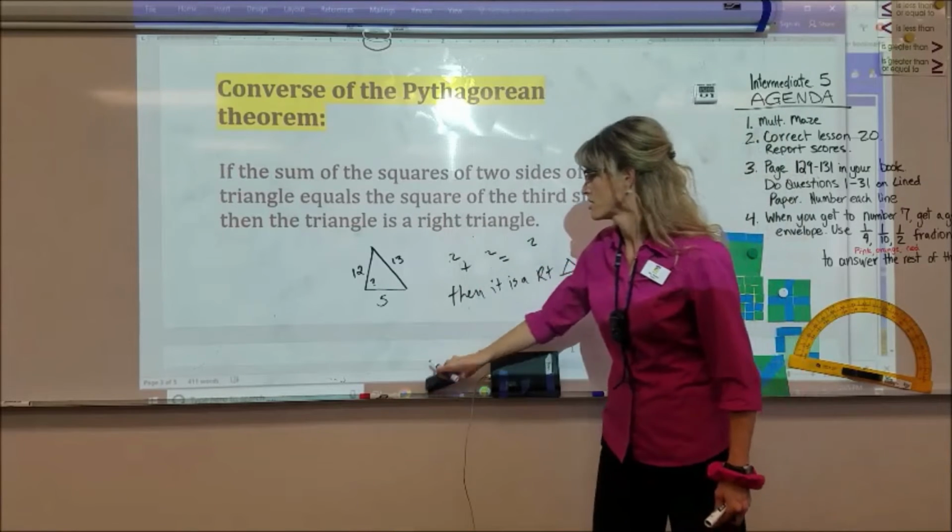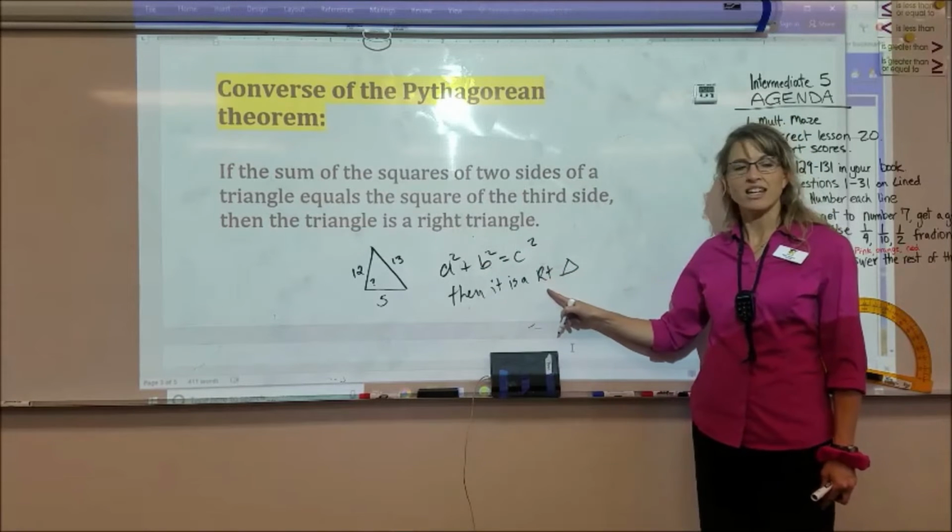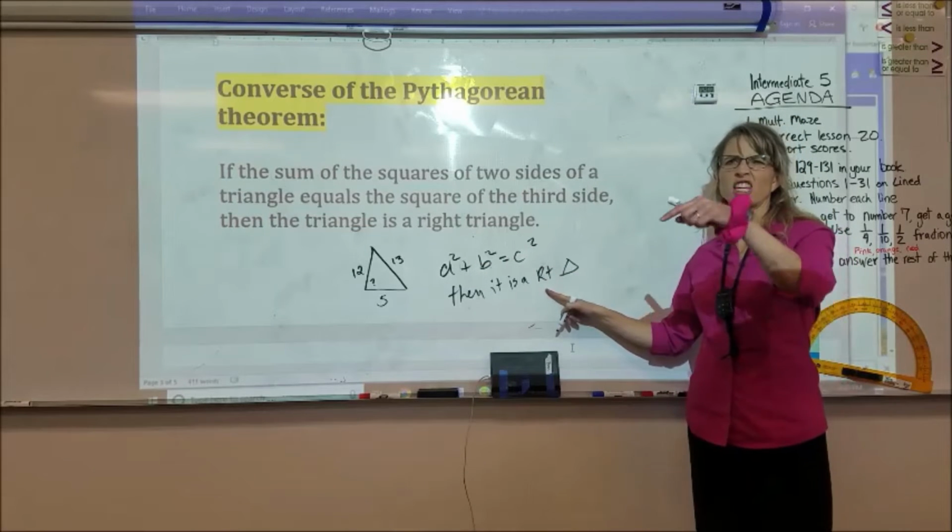So we're going to replace this with a general rule, which ends up being true for that one. I memorized that one. a squared plus b squared equals c squared. If this is true, then it is a right triangle. That's the converse. Just stick it in the hole.